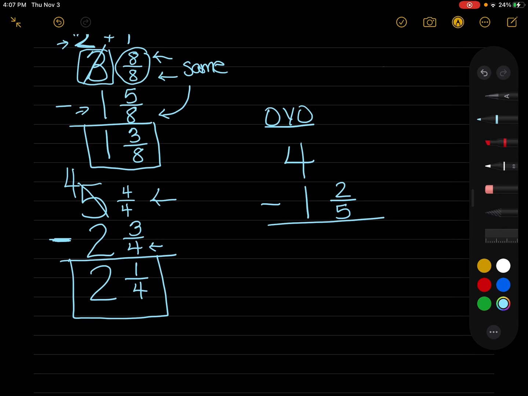Okay, was it easy enough for you to do? Did you have a hard time figuring out what to do first? Always ask yourself, can I take anything away? And if you have nothing there, you can't take it away. So we're going to borrow from the 4. When you borrow from a number, you're taking a number away from it, so that makes it 3.